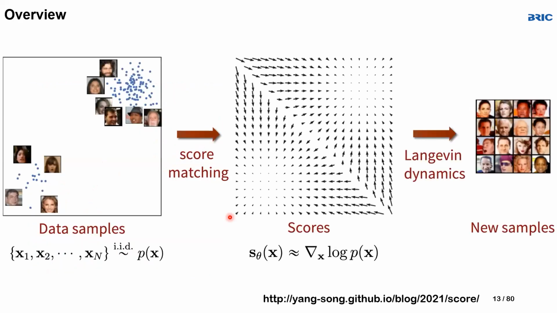To sum up, given the empirical data samples at hand, we can perform score matching to estimate the score function with the neural network. Then we can perform MCMC steps such as Langevin dynamics to draw new samples from the distribution.